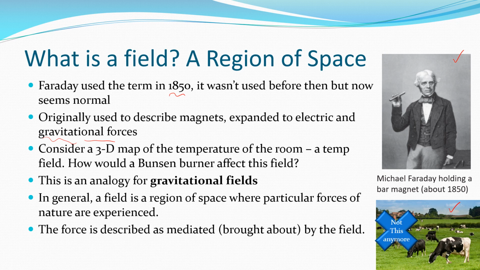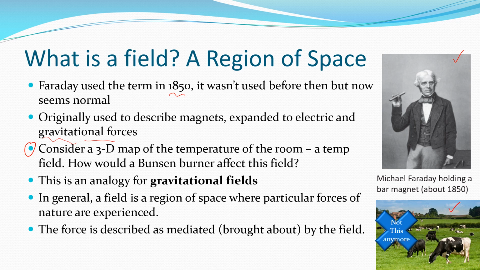But what do we mean by a gravitational field? Let's consider this example here. If you think of a three-dimensional map of your room, of the temperature in that room, in order to work out a temperature field map, you would have to do thousands of measurements three-dimensionally throughout that room of the temperature at various points all throughout that room. And that would form your temperature field. Think about the question I've asked there. How would a Bunsen burner affect this field? It's going to add a point of temperature in that room, which will start to influence the temperatures around that room. It would change the temperature field.